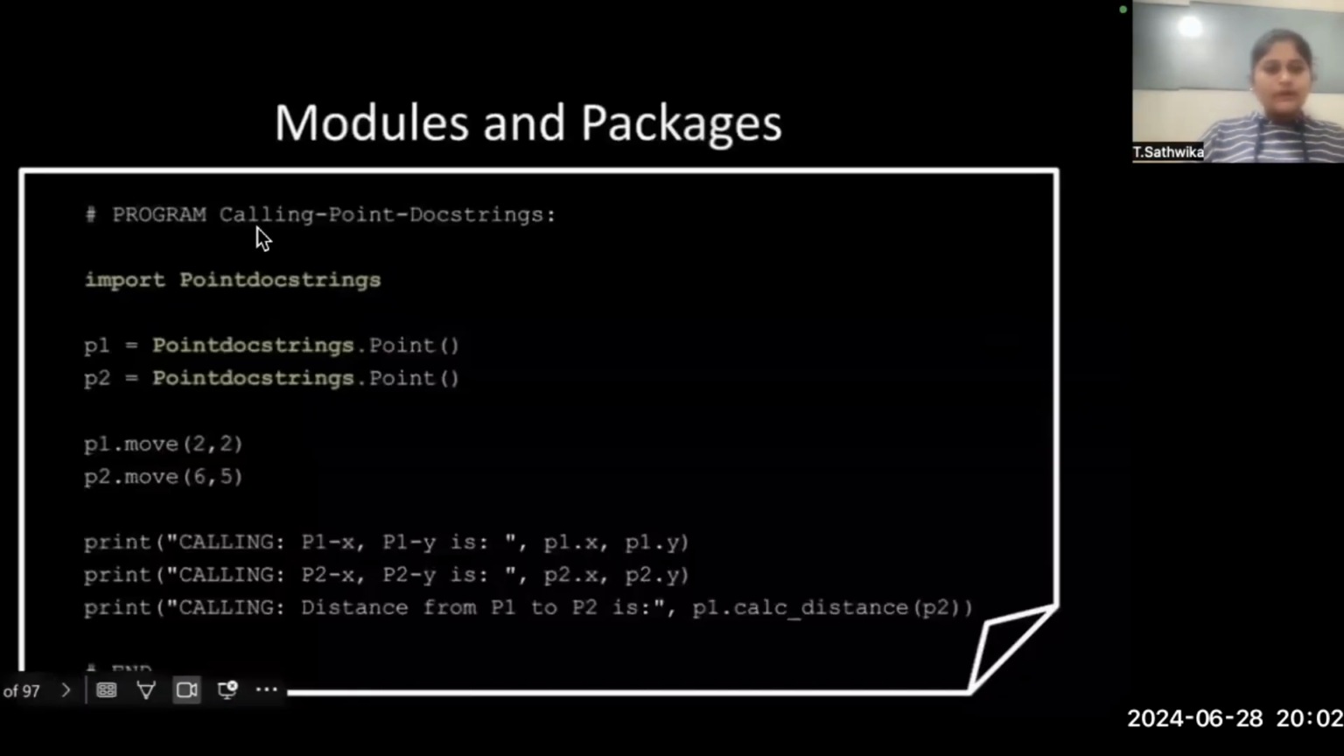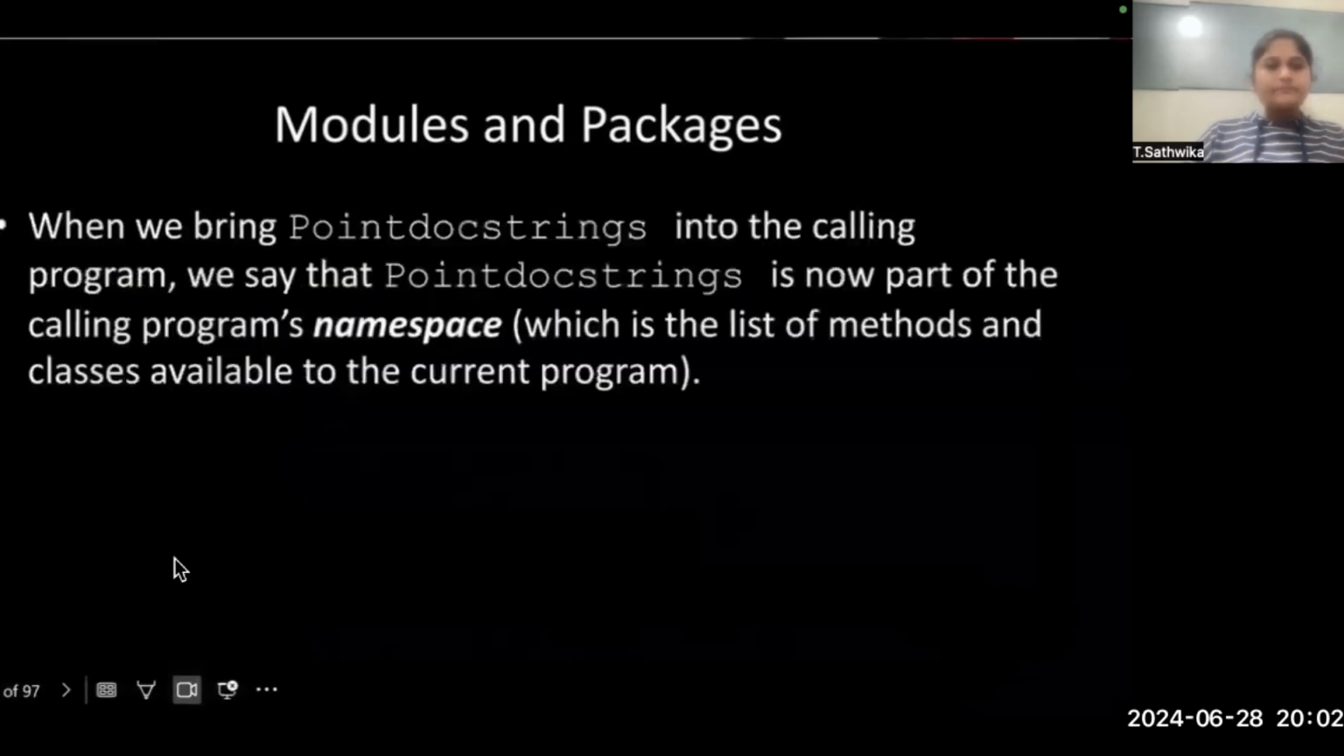Now this is the program which is calling the point_docstrings. If we import point_docstrings, then p1.move of 2, 2 and p2.move of 6, 5. Here we are calling the point_docstrings p1 and p2, and we are assigning the values x and y. Now, when we bring point_docstrings into the calling program, we say that point_docstrings is now part of the calling programmer's namespace, which is the list of methods and classes available to the current program.